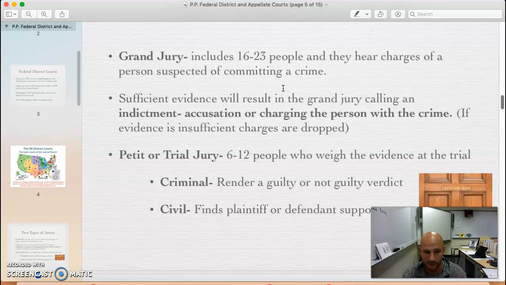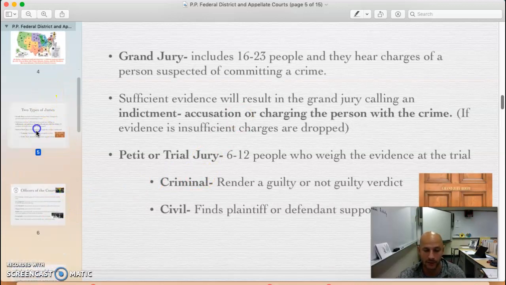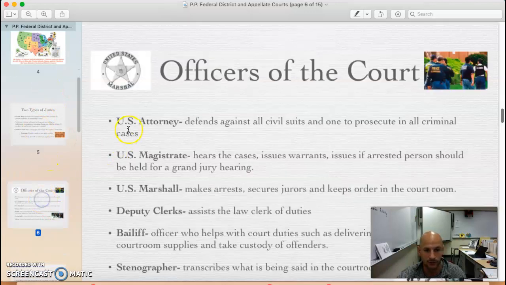There's two different types of juries that are held. We have criminal. They render a guilty or not guilty verdict. And then we have a civil, which finds the plaintiff or defendant supported or not. Okay, so whoever they rule against. And you are innocent until you are proven guilty. So that's to be beyond a reasonable doubt that you are guilty.